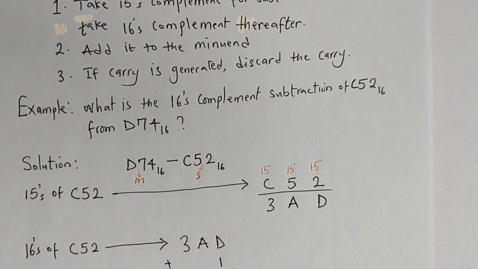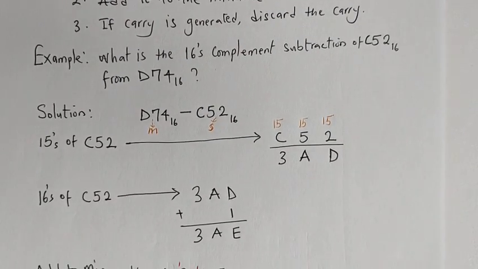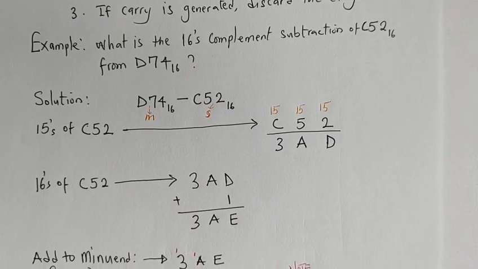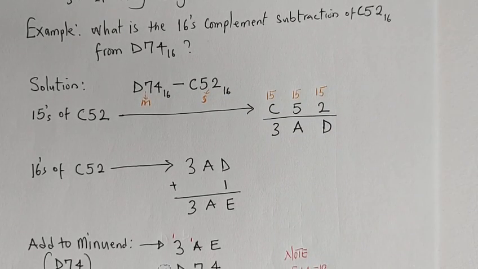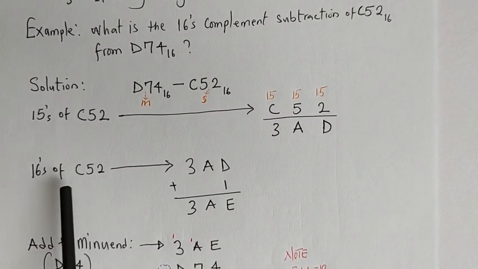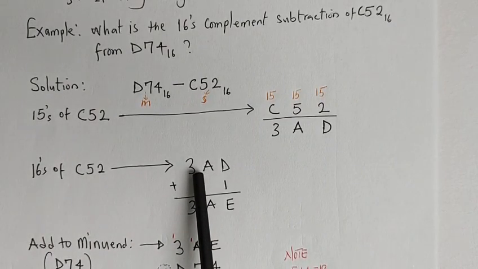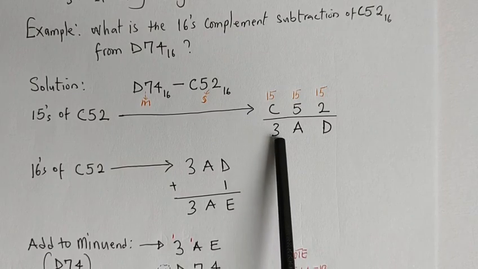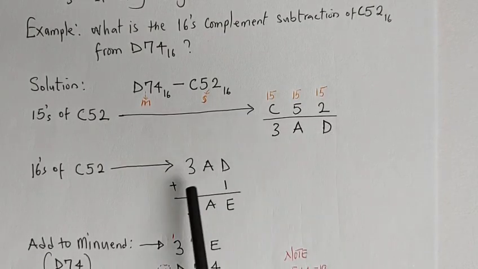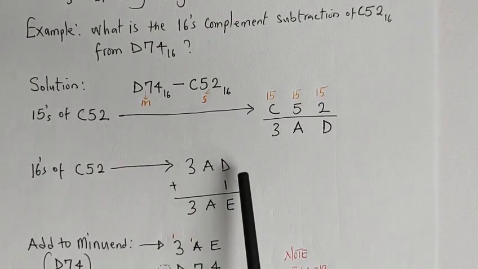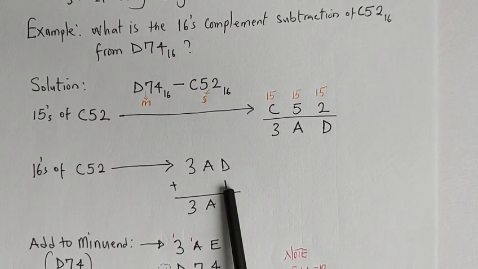Now once we have obtained this result, the rule says we should take the 16th complement thereafter. So taking the 16th complement thereafter, what are we supposed to do? Now this is the step. The 16th complement of C52 is obtained by adding 1 to the result of the 15th complement. So we have 3AD. We have to add 1 to it to obtain the 16th complement.